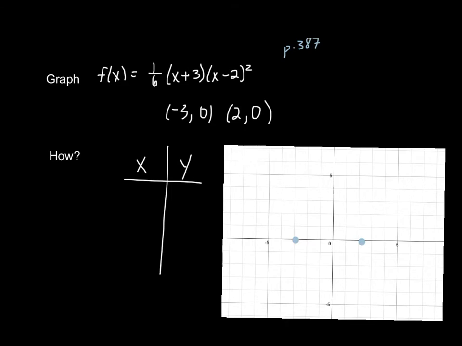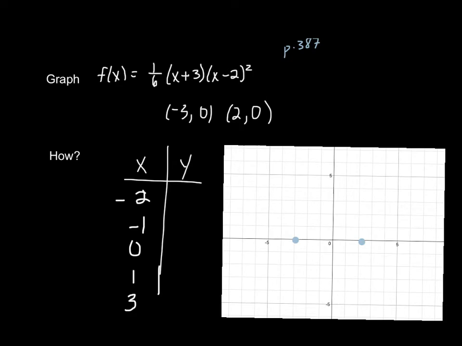So we have -2, -1, 0, 1, and 3. For some reason, when the book uses this, they skip 2, so I will do that as well. But you can really use any x value to find a y value.